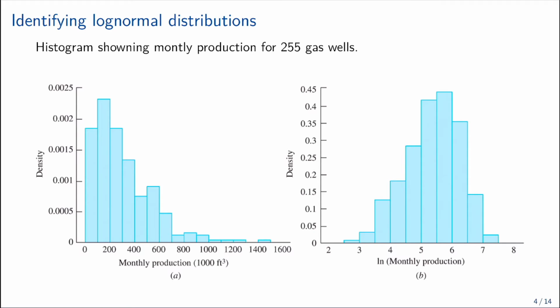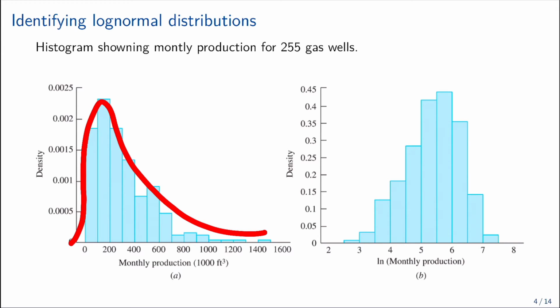Now, how do we identify that we have a log normal distribution? Well, basically what we have to do is take our data and plot it, and we can see that the distribution looks like this. So we can realize that it's skewed, that the tail is on the right.